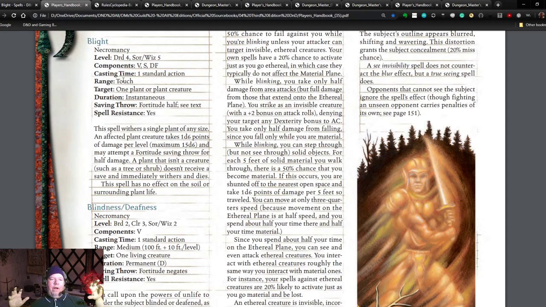And it would deal 1d6 points of damage per caster level, up to a maximum of 15d6. And if it made a save versus fortitude, it would take half damage. And again, non-magical plants or plants that are not creatures don't receive a save and immediately wither and die. And it just has no effect on the soil or surrounding plant life. So this is an example where they've taken a spell that was very specific and they've kind of broadened it a little bit.